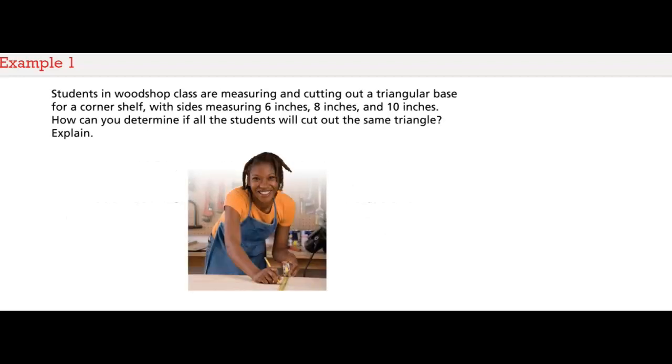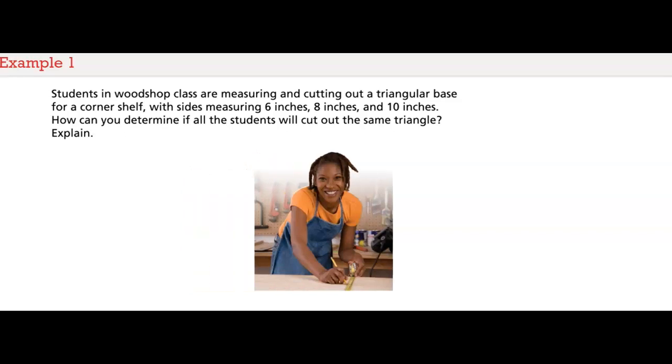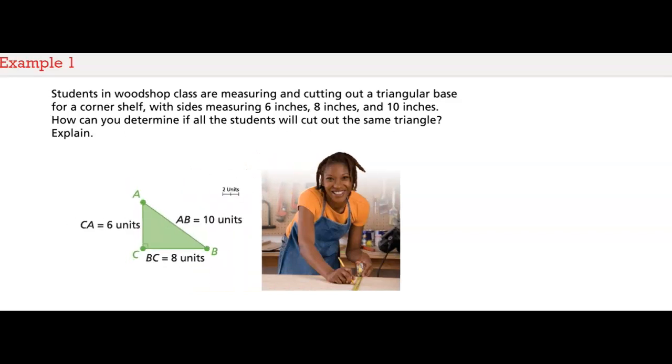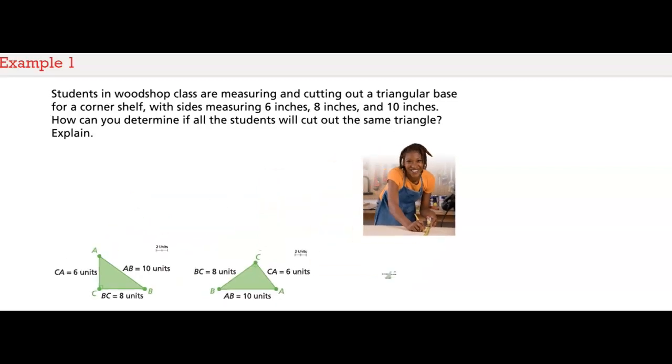Students in a woodshop class are measuring and cutting out a triangular base for a corner shelf, with sides measuring 6 inches, 8 inches, and 10 inches. How can you determine if all the students will cut out the same triangle? Explain. Let's see if we can find a relationship between the triangles.